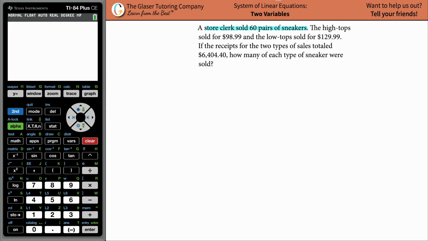And it seems like the high tops sold for $98.99, okay? And the low tops sold for $129.99.